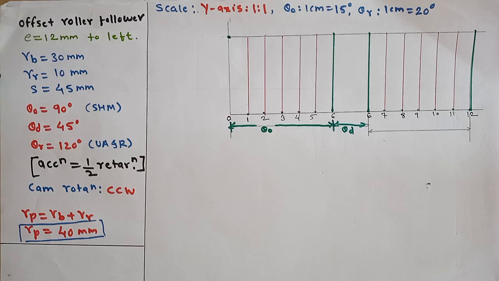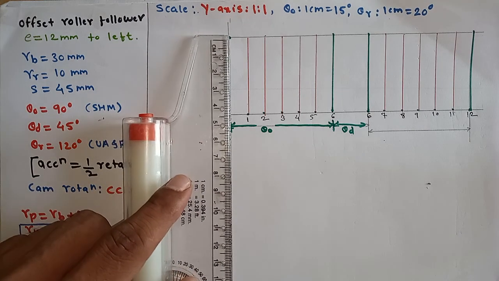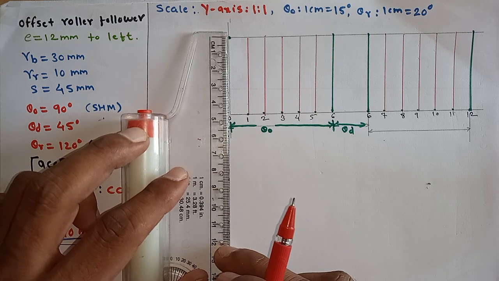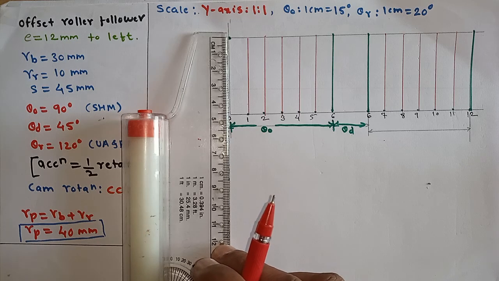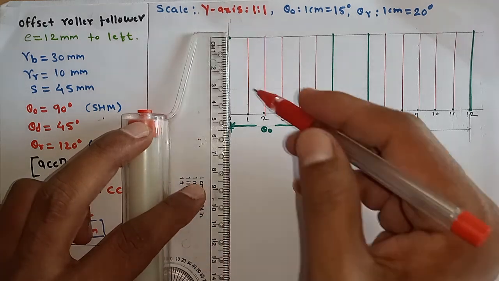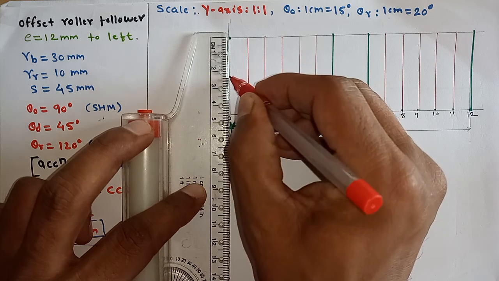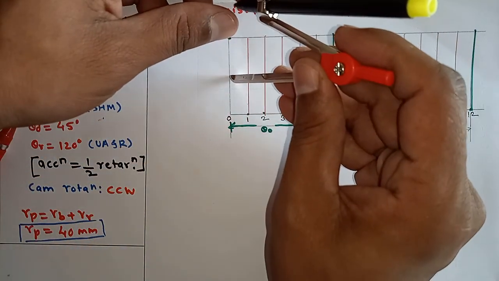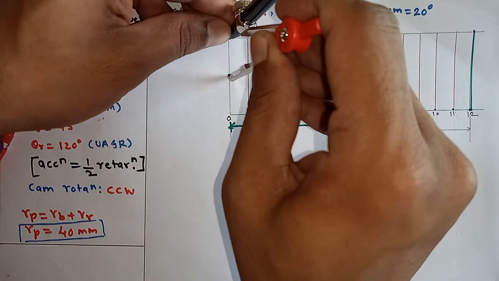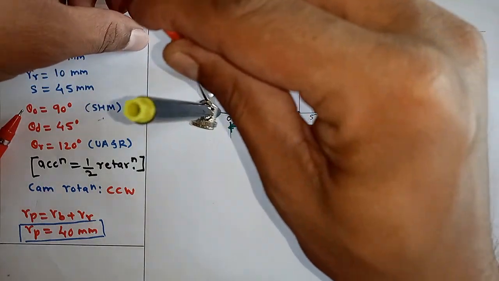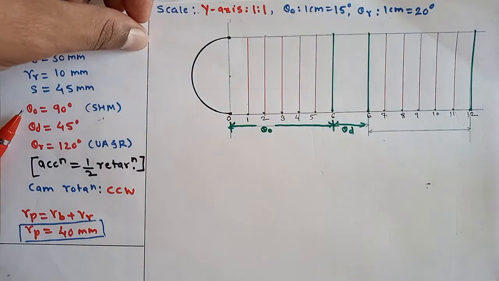Now outstroke takes place with simple harmonic motion. So for that, we will draw a semi-harmonic circle on y-axis, taking its diameter equal to the stroke length of 45 millimeters. So we will locate the center at 22.5. So this will be the center of semi-harmonic circle. Choose the radius. So this is the semi-harmonic circle.